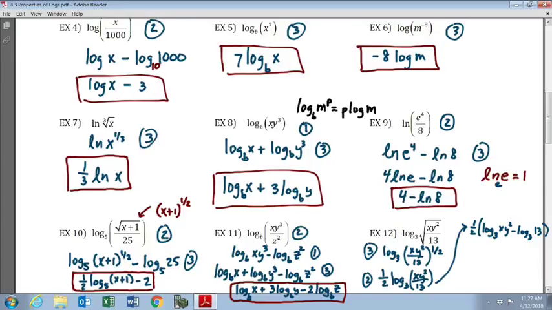Now let's go ahead and do the product rule next, because we do have the log base 3 of x times y squared. Let's do that. So we're going to use the product rule, rule 1. And so we'll get the log base 3 of x plus the log base 3 of y squared minus the log of 13, all multiplied by 1/2. And we've got the y squared. We need to take care of that. So let's go ahead and use our power rule. So I just moved the 2 out front.